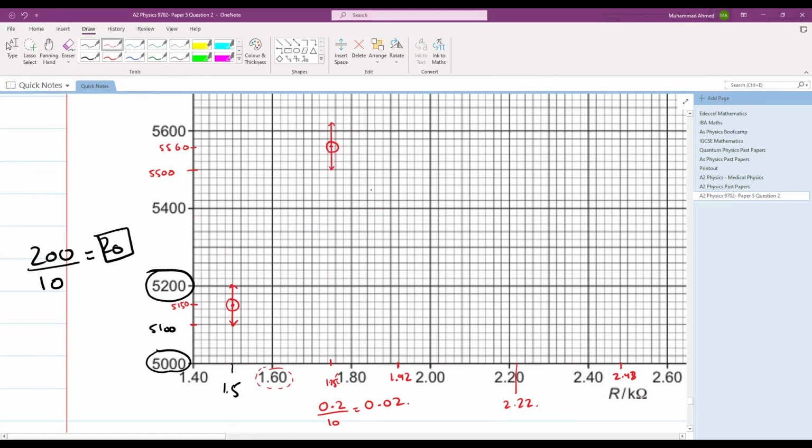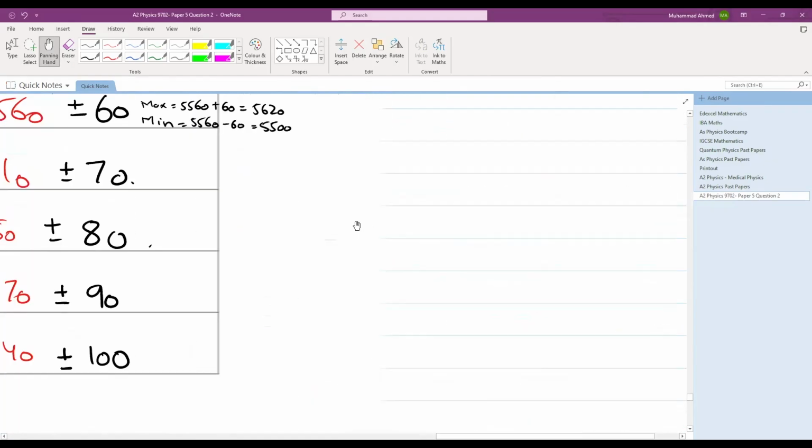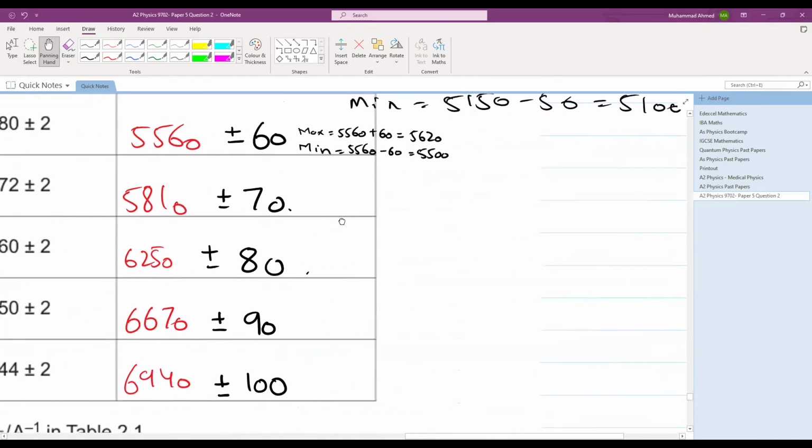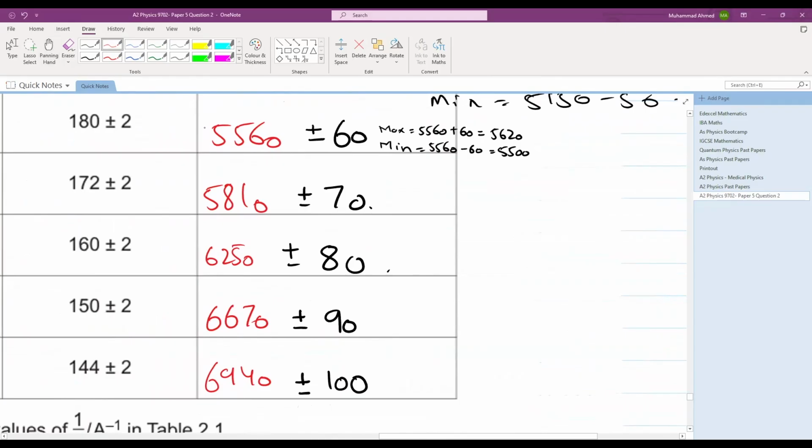Perfect. Now let's draw the error bars for the rest of the values as well. If you see here, the normal value is 5810. What will be your maximum value here? 5810 plus 70, that is 5880. What will be your minimum value, beta? Minimum value will be 5810 minus 70, that is equal to what?